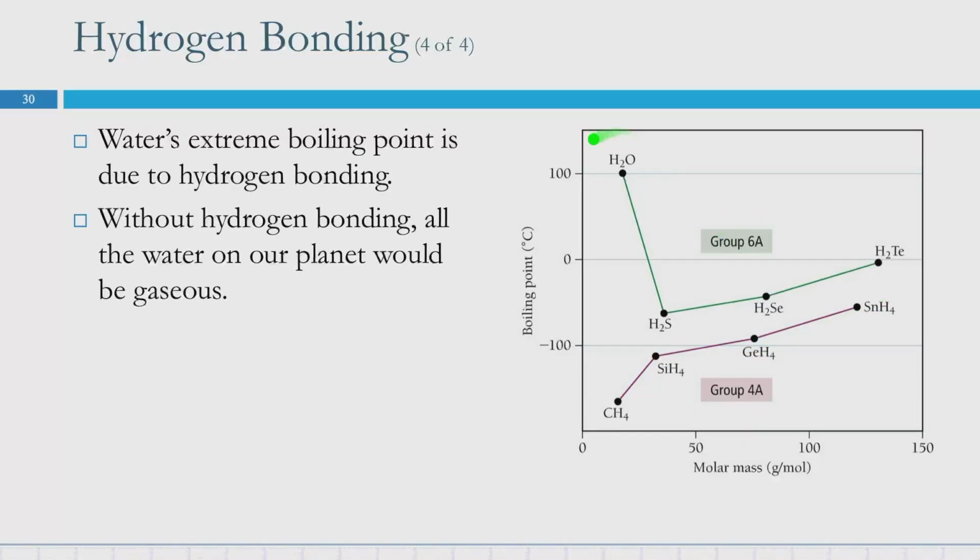For our group 6A, where we have water, water is a weird outlier. This is way higher than we might expect if we didn't know about hydrogen bonding. If this trend held true, water would be somewhere down here, well below 0 degrees Celsius, and so we probably wouldn't be dependent on water for life, because it would be all gas.